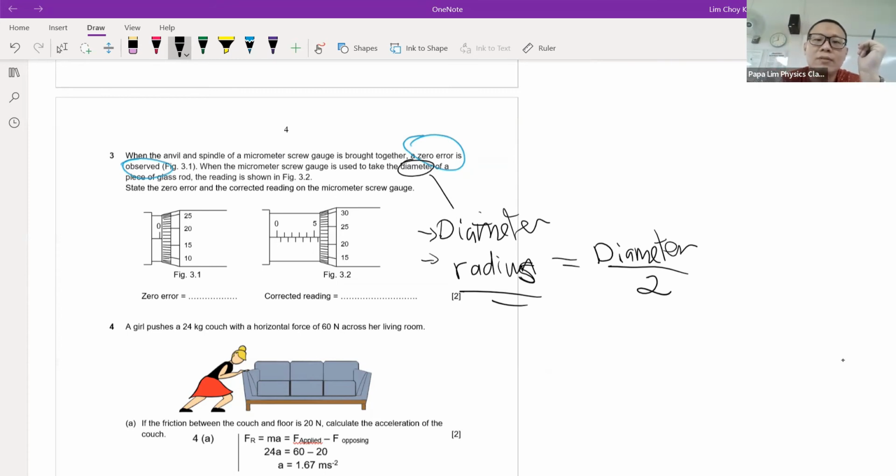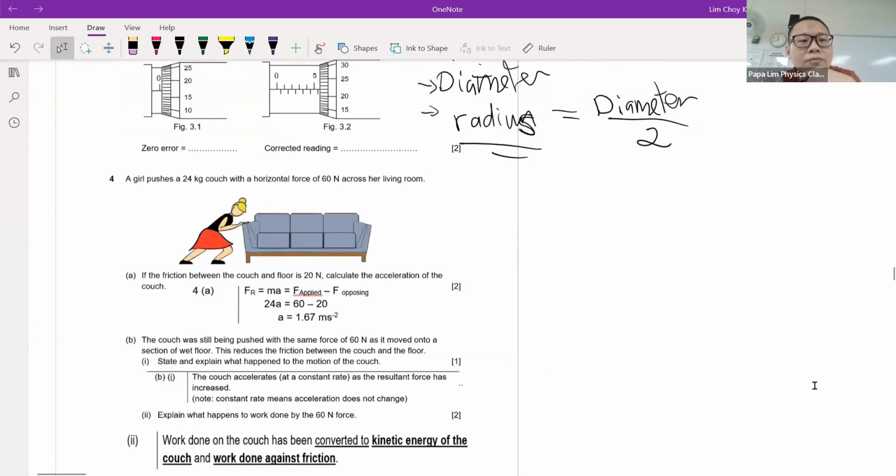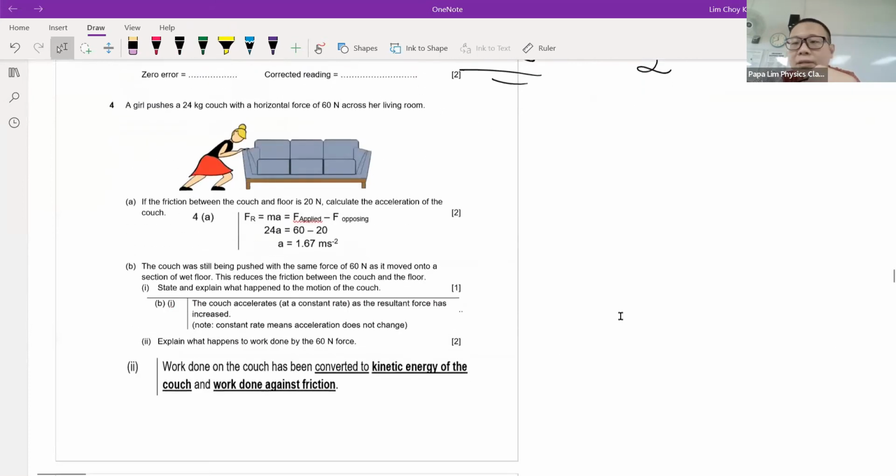Okay, so take note of it. Question 4 is a simple Newton's law question whereby a 24 kg couch is given a horizontal force. The force exerted is 60 Newton. The mass of the object is 24 kg.